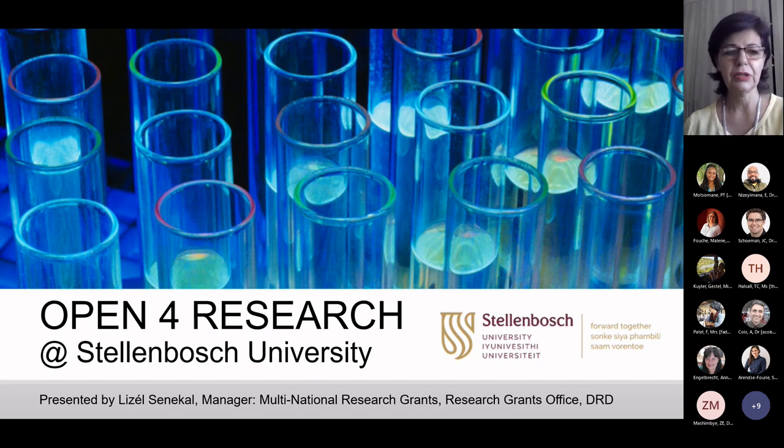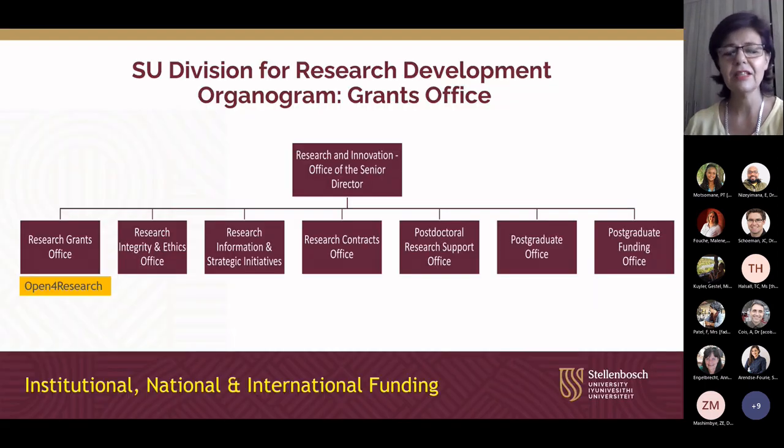But before I do that, I would like to show you where Open4Research fits into the bigger picture in terms of our research office. So this is the organogram of our Division for Research Development. We have 7 clusters, and our office is the Research Grants Office, where we manage institutional, national, and international funding opportunities. And this is where we house Open4Research, just to give you some kind of framework there.